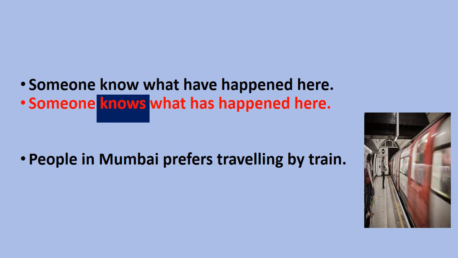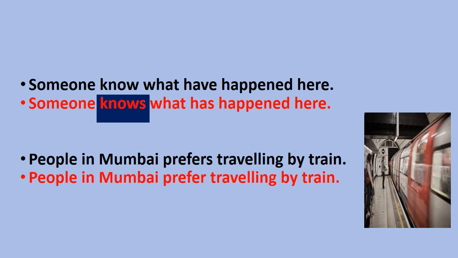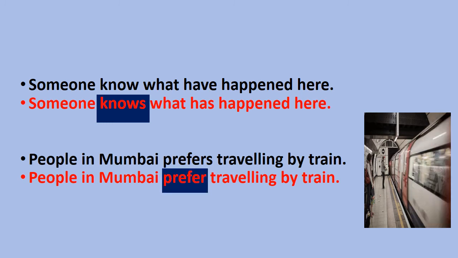Our sentence, the corrected one, should be, people in Mumbai prefer traveling by train. Instead of prefers, we have to use prefer because people represents or shows as a plural noun. It's a collective noun. I hope you all are clear with whatever we have done till now.